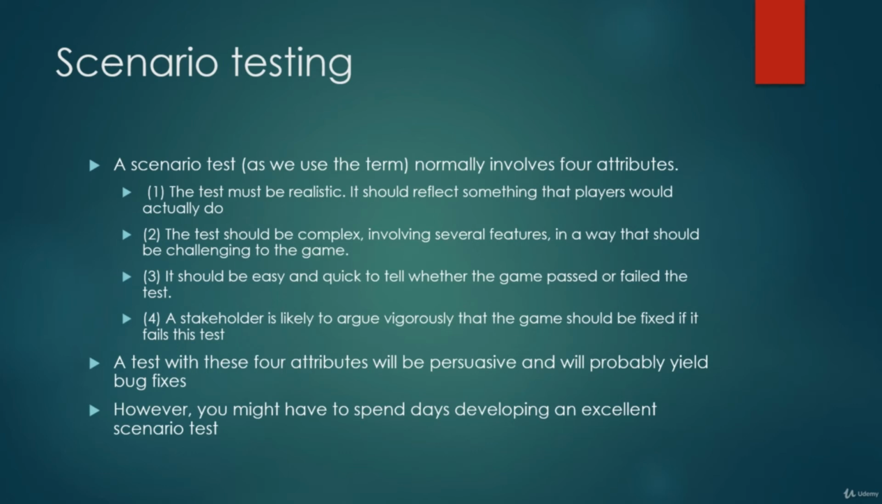It should be very easy to tell if the game passed or failed this test. And if the test is failed, you should be able to argue that it should be fixed. You should be able to use this as good ammunition to prove your point. If you make scenario tests with these attributes, they will be very persuasive, and if you find any bugs with this type of scenario test, they will yield bug fixes.